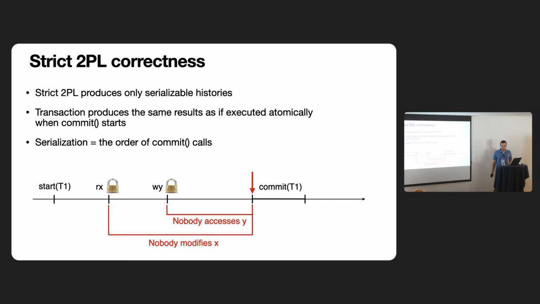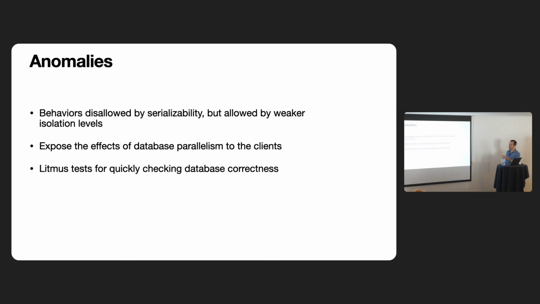Okay, so you'd better understand it because there's going to be a quiz in the next slides. So this is important, okay? Now I'm going to talk about something called anomalies. These are weird behaviors that are allowed by weaker isolation levels but are disallowed by serializability.